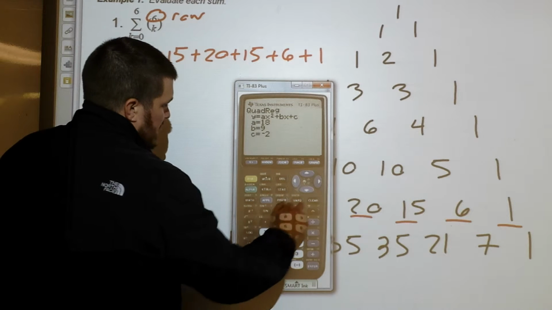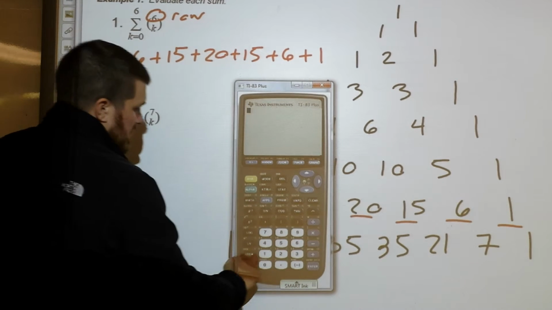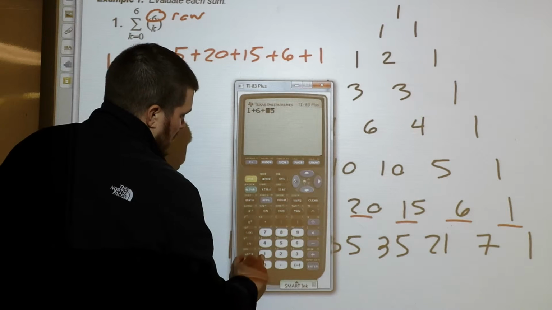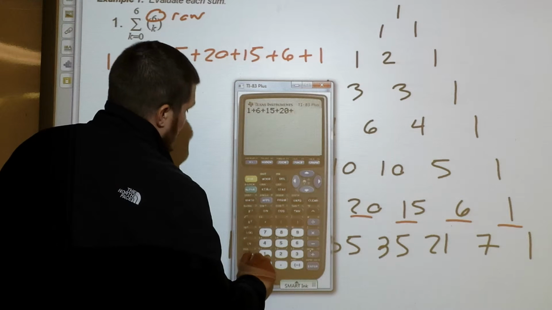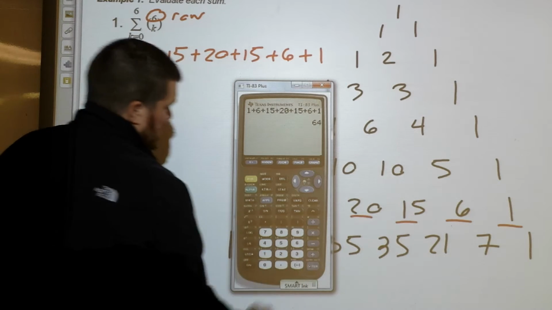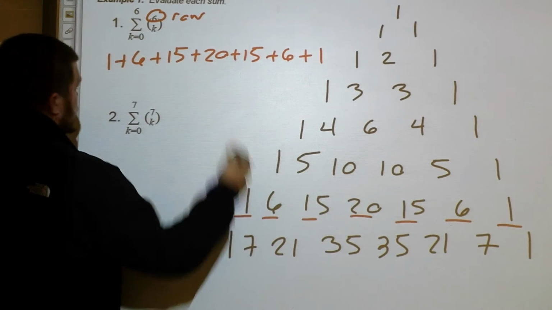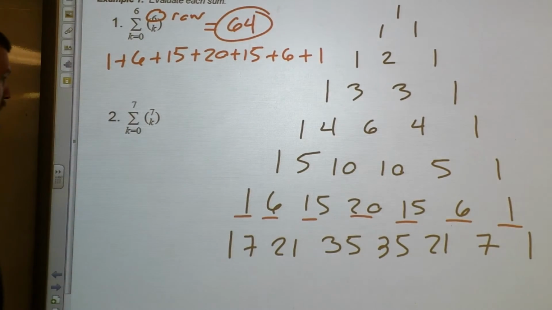Okay, so now let's use a calculator because that's a lot of numbers to add up. So go back to your main screen. If you got anything else there like I do, just kind of clear it out. Get rid of it. So 1 plus 6 plus 15. Make sure you type it in correctly. Plus 20 plus 15 plus 6 plus 1. So this whole sum that I'm trying to find, my answer is 64.